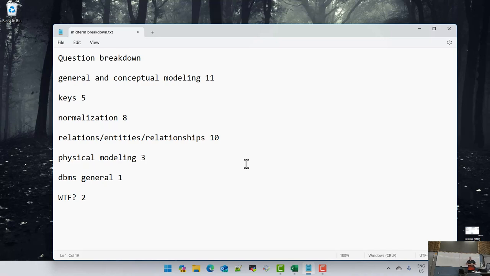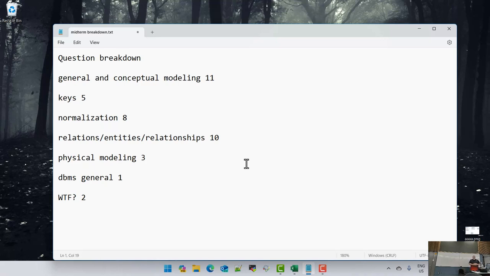For some unknown reason, I did quickly scan the midterm a couple of weeks ago when they sent it out. And I didn't realize that they basically gutted the physical modeling section of the test. Originally the midterm was 50 questions. It's 35. So they took out a lot of questions. So there's questions like, if you're targeting X database system, what kind of modeling is this? Those kinds of questions.